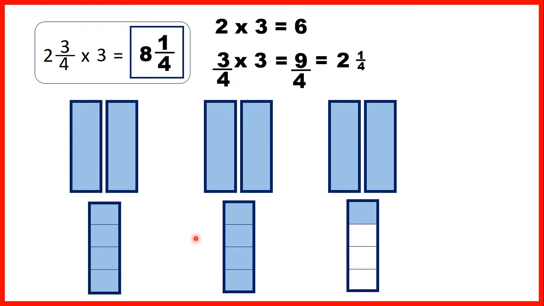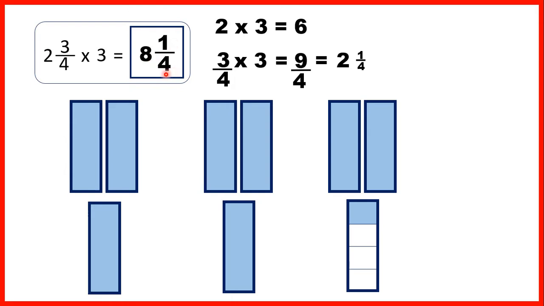We can regroup that 9/4 into 2 wholes and 1/4. So that's why dividing the numerator by the denominator changes it back into a mixed number. So you can see now, what do we have altogether? We have 8 wholes, 6 up here, and then 2 here, which matches the 6 and 2 we have here, and we have 1/4. So our answer is 8 1/4.